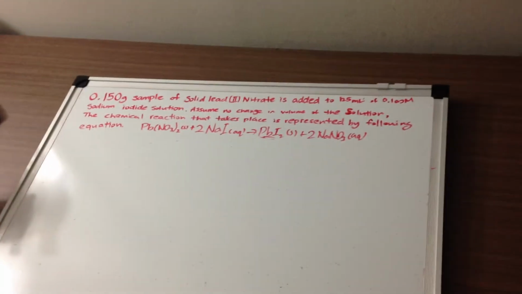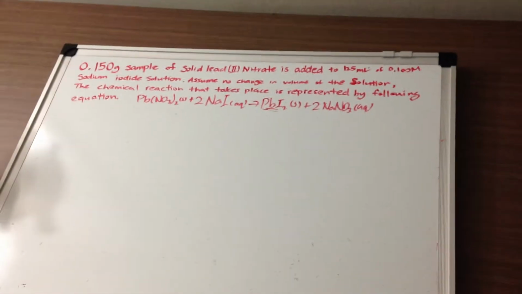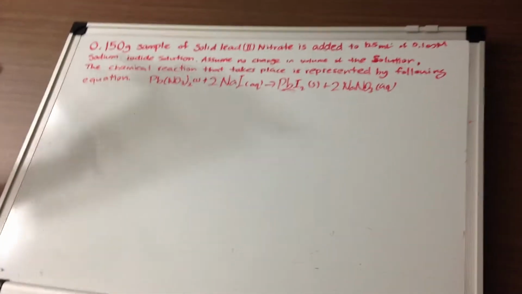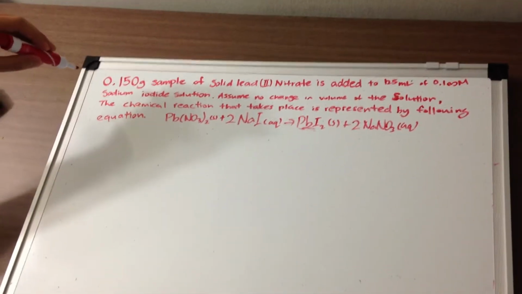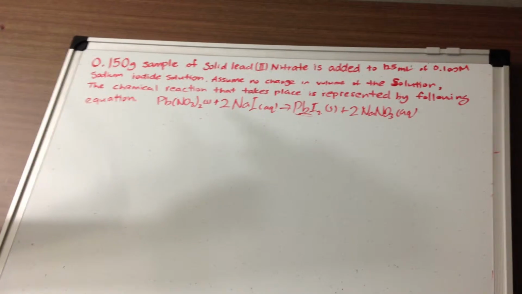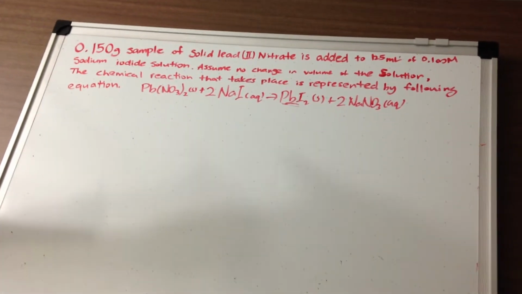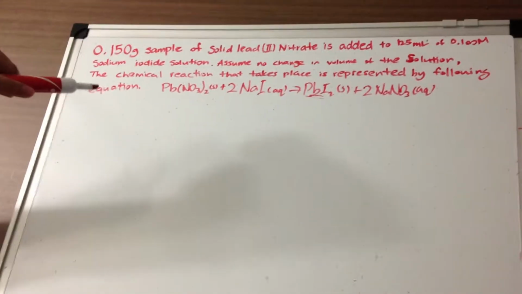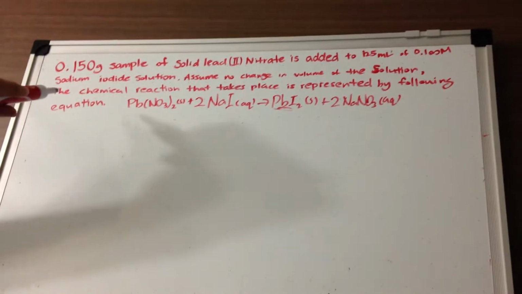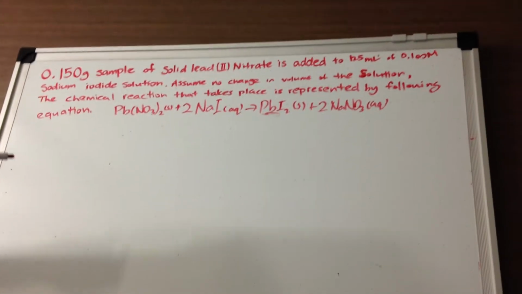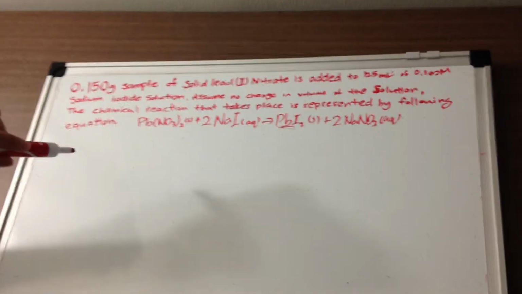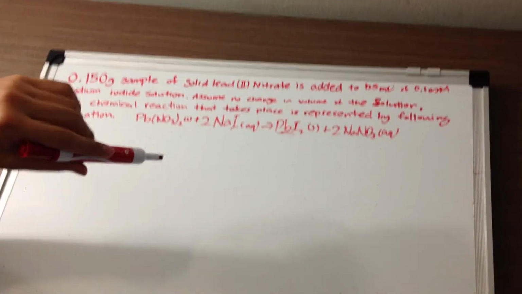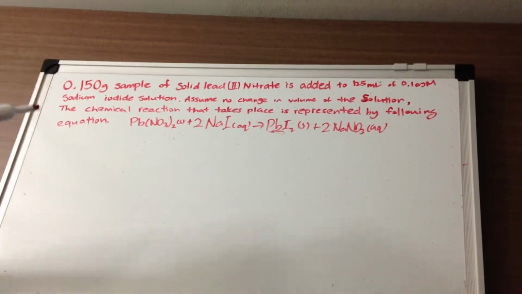Hi, this is the AP Chemistry 2008 free response question, 2008 Form B, question number 3. So, the question is: 0.15 gram sample of solid lead nitrate is added to 125 milliliters of 0.1 molar sodium iodide solution. Assume no change in volume of the solution. The chemical reaction that takes place is represented by the following equation: Pb(NO3)2 plus 2 NaI resulting in PbI2 plus 2 NaNO3.